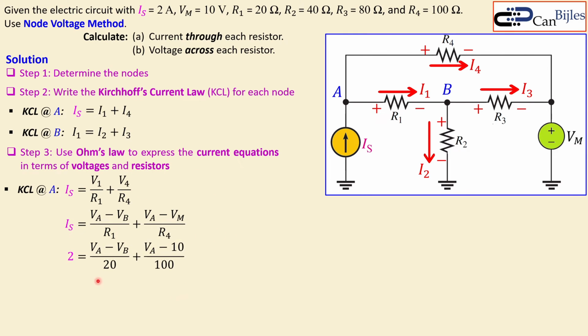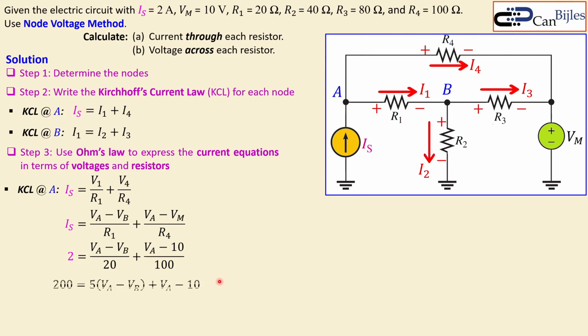Now let's substitute the values. We have 2 amps already given. VA minus VB we don't know. It is over 20 because R1 was 20 ohms. VA we don't know yet, and minus 10 because the VM was 10 volts. That is then over R4, that was 100, so we can also substitute that in the expression. Now we have an equation, we still have 2 unknowns, VA and VB.